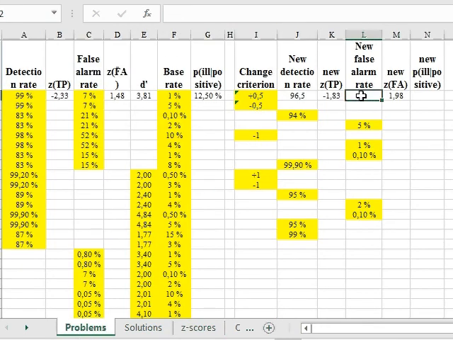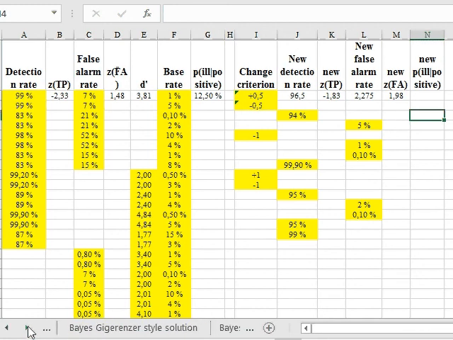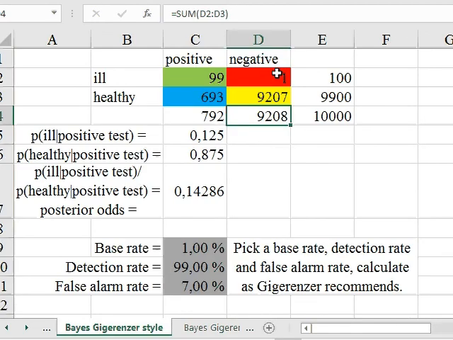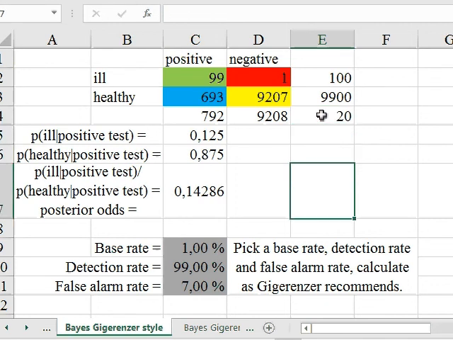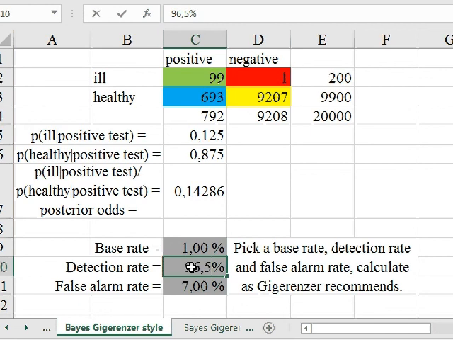So now I make that here 2.275, and so what have I got again? 96.5 detection rate and 2.275 false alarm rate. So because we have that 0.5 in here, let's make that a population of, oops, 20,000. Then we have 200 people here, and so 96.5 and 2.275.